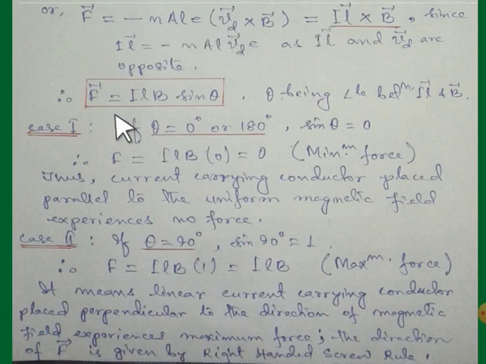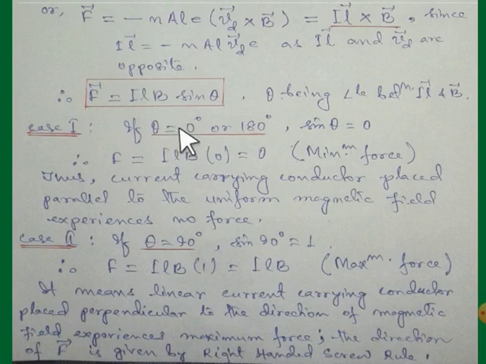So your Lorentz magnetic force experienced by the current carrying conductor can be expressed as F is equal to I L B sine theta. This is a cross product, where theta is the angle between I L and B, right? So we can express it as I L B sine theta. Now, from this last equation, we can consider some cases.